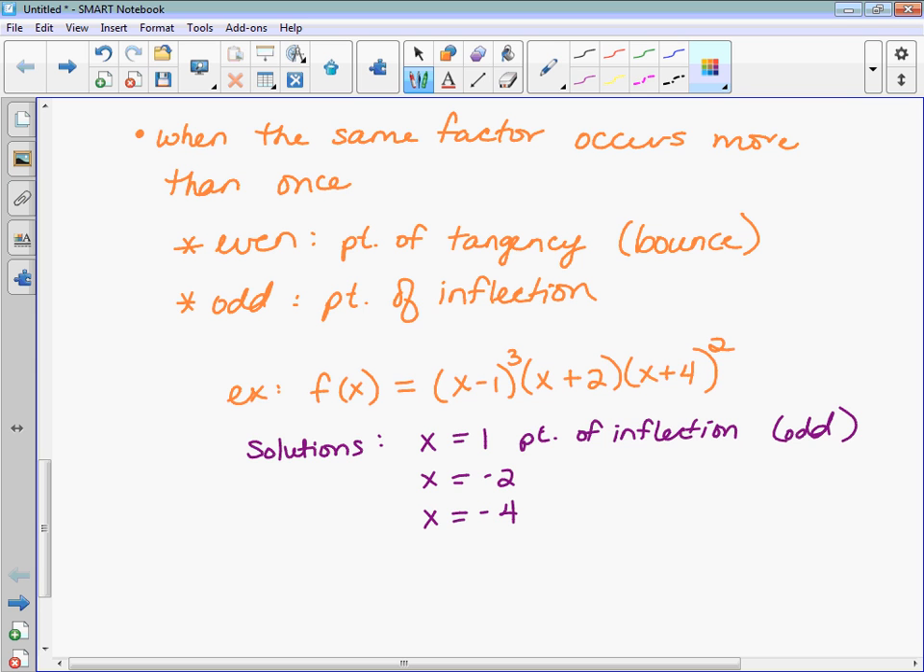All right, now x plus 2. Yes, there is a 1 outside this parenthesis, but is a 1 happening more than once? No, so there's technically no multiplicity on this zero. It just crosses the x-axis, nothing fancy or special. And then this one, (x plus 4) squared, what type of multiplicity is that? Even, because the exponent's even. So at that point on your graph, you would have a point of tangency, or a bounce.